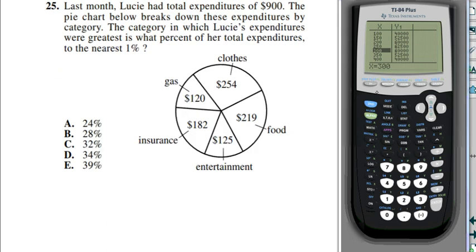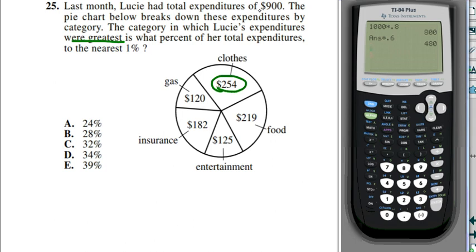Last month, Lucy had total expenditures of $900. The pie chart below breaks down these expenditures by category. The category in which Lucy's expenditures were greatest is what percent of her total expenditures to the nearest 1%. So this is asking a couple of different things. We want to know the category in which Lucy's expenditures were the greatest. All right, so that's going to be clothes, because that's the biggest number. Is what percent of her total expenditures to the nearest 1%.